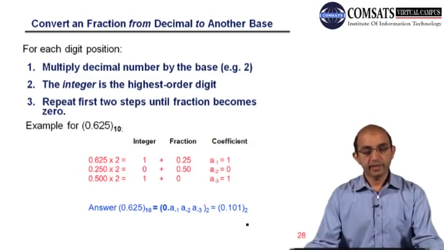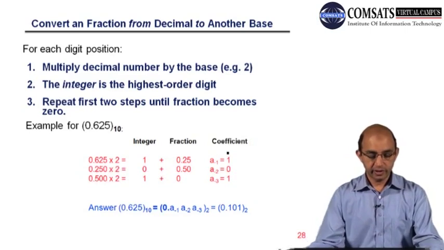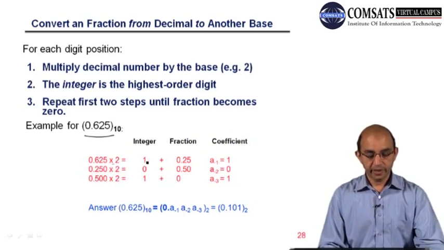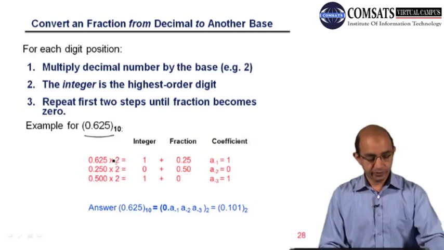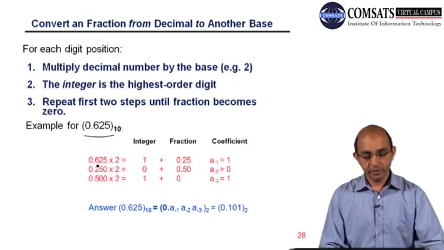So how will we be handling the fraction? You can see that this is the decimal fraction, base 10, and we want to convert that fraction into binary. So multiply by 2. As opposed to division, for a fraction we will be multiplying by 2.